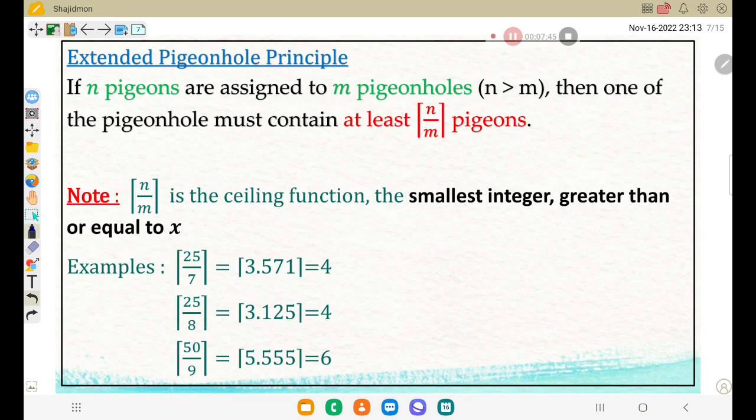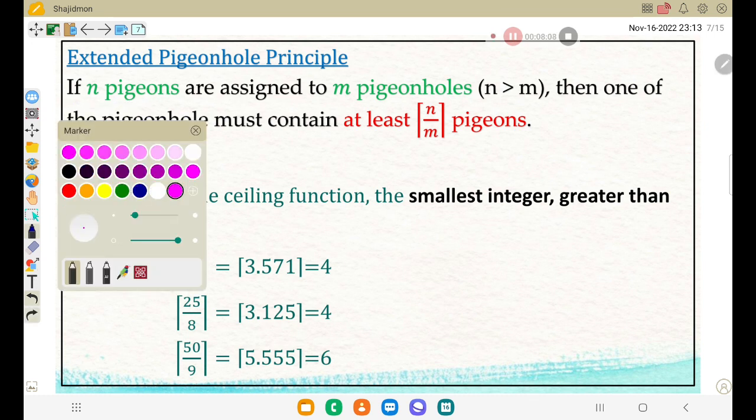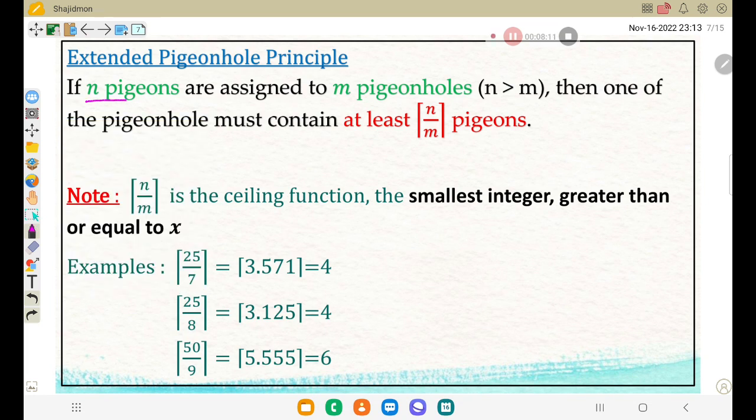Now let me go to the extended pigeonhole principle. We discussed the pigeonhole principle with an example already: we have 10 pigeons and 9 pigeonholes, so at least one pigeonhole should have 2 or more pigeons. Now how can we write this rule generally? If we have n pigeons, like the 10 pigeons, assigned to m pigeonholes, like the 9 pigeonholes in the previous example.